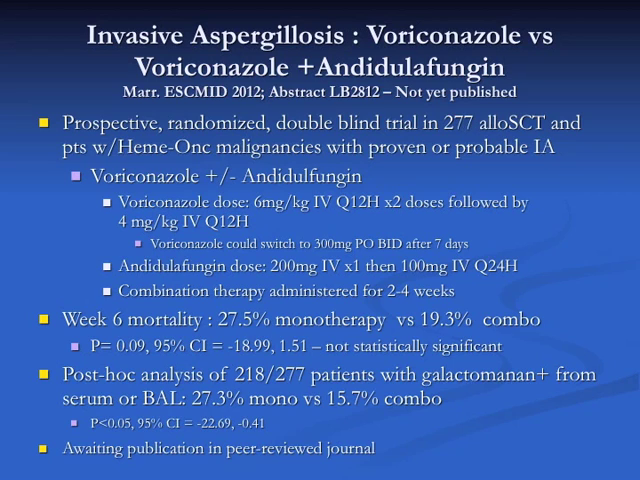At week 6 mortality was 28% versus 19%, which was not quite statistically significant. The authors did a post hoc analysis of 218 of those 277 patients who had a positive galactomannan either from their serum or the BAL, and in that subset, which was not predetermined, mortality was 27% versus 16%, and so that met the criteria for statistical significance. Warning, it's a post hoc analysis, so to be taken with a significant grain of salt. And of course, we await publication of this in a peer-reviewed journal.